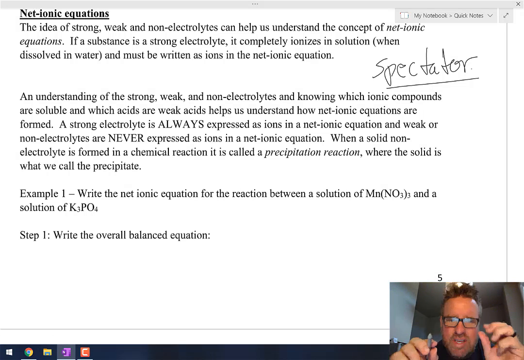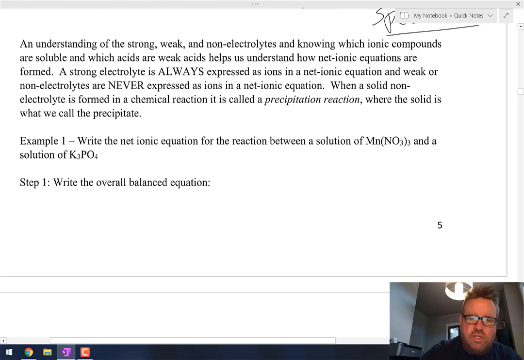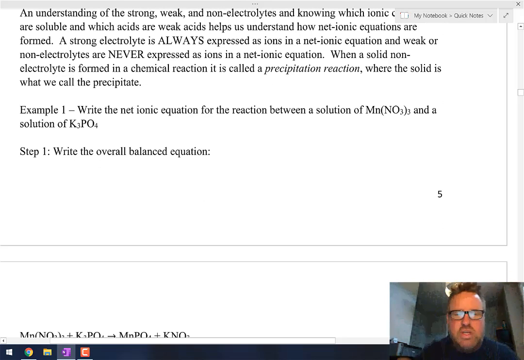If something is a strong electrolyte, which you already know what that is by now, then you have to break it apart if it's in water, and most of these reactions will occur in water. So you have to break those strong acids and those alkali metals, ammoniums, and nitrates apart. If it's a non-electrolyte, then you don't break it apart. And if it's a weak electrolyte, you also do not break it apart. The only things you break apart are these strong electrolytes. Okay, so easiest way to do this, and one more thing.